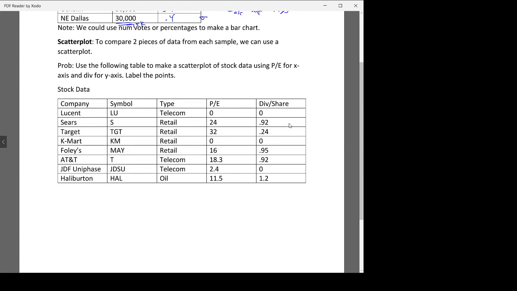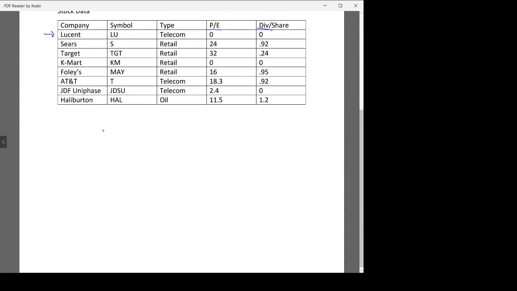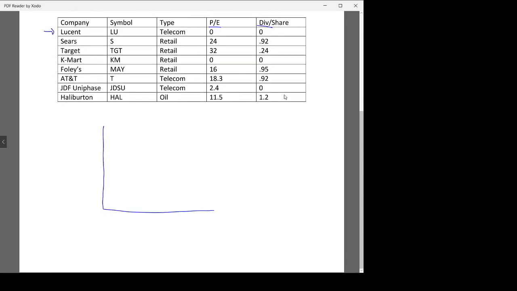And a scatter plot is another really nice way to look at data. So if you have two pieces of data for each sample. In this case, we have stocks, and we're looking at two numbers: the price to earnings and the dividends per share. So now you can put, it says for the x-axis, make it price to earnings. So this is the price to earnings, and this is the dividend per share. This is called a scatter plot.